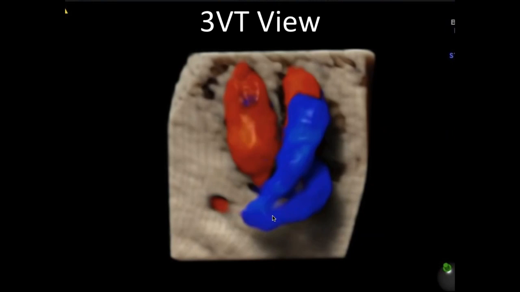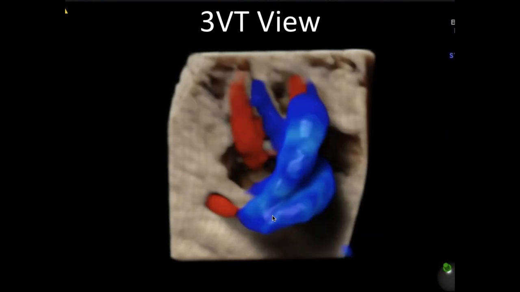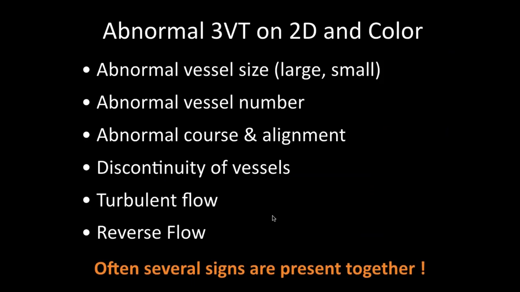And here's a 3D to show you the relationship of the great vessels as they come out of the heart. So we are going to look at the number of vessels. Are they normal or abnormal? If the vessel size is abnormal, is the vessel large or small? Do we have abnormal numbers? Do we have abnormal course and alignment? Is one vessel discontinuous and doesn't continue all the way to the descending aorta? What kind of flow do we have? And many times when you have major anomalies, there are several signs present together. Hopefully through the rest of the presentation, I will show you some examples of what to look for and what's the significance of what you are seeing.